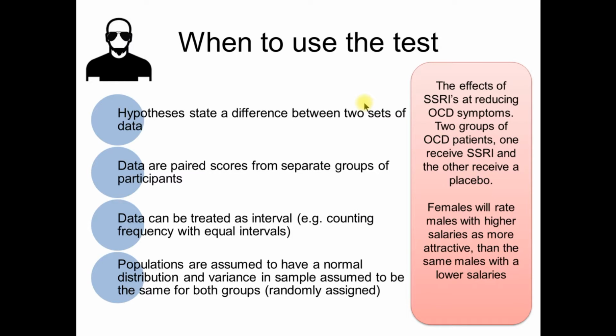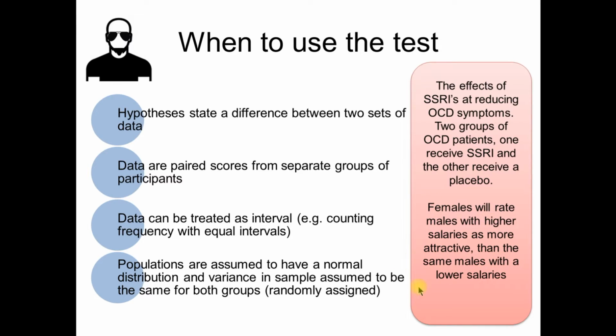For example, the effects of SSRIs at reducing OCD symptoms. Two groups of OCD patients, one received SSRI and the other received placebo. If the symptoms are the same, you would select a symptom and measure its decline. It has to be a safe measurement.